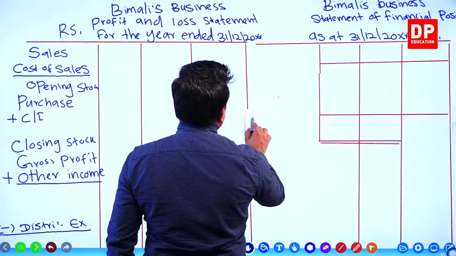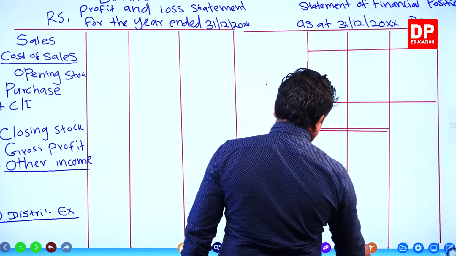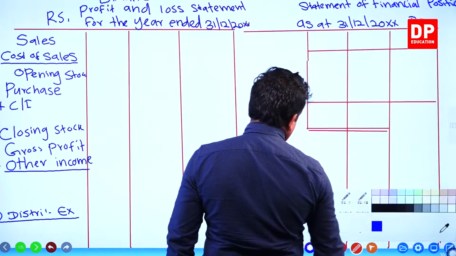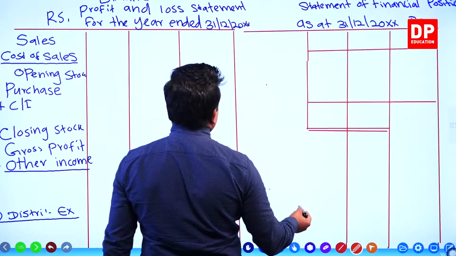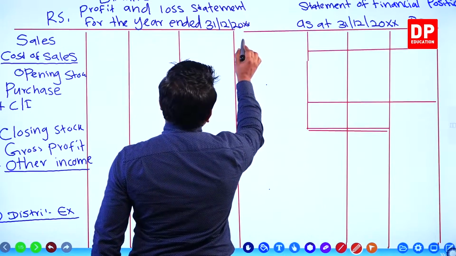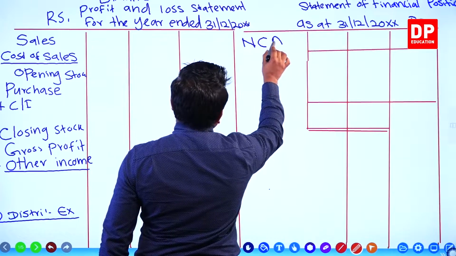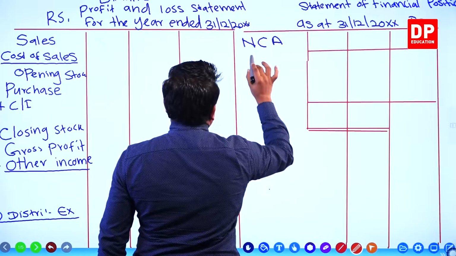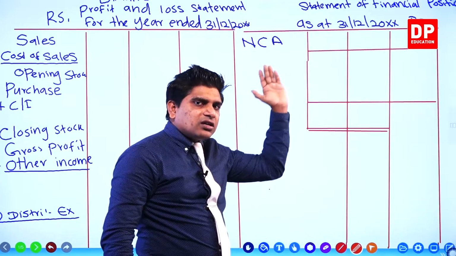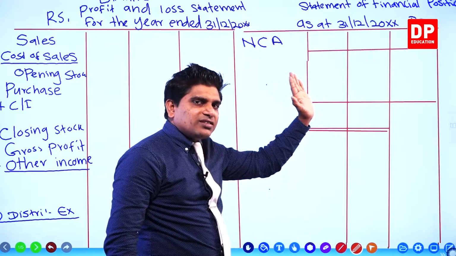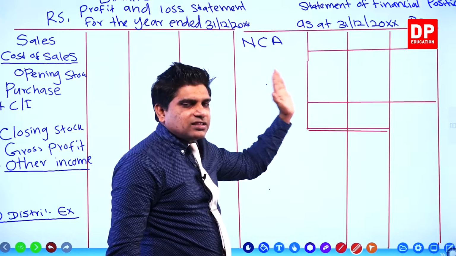On the top, what do we write? I taught you the accounting equation. This is the statement of financial position, which means the accounting equation, right? Here you put non-current assets. I put the short form NCA, but when you write here, you write it in long words, non-current assets. I want to manage the space, that's why I put NCA here.